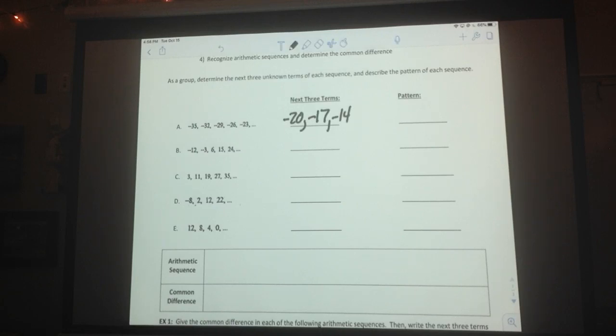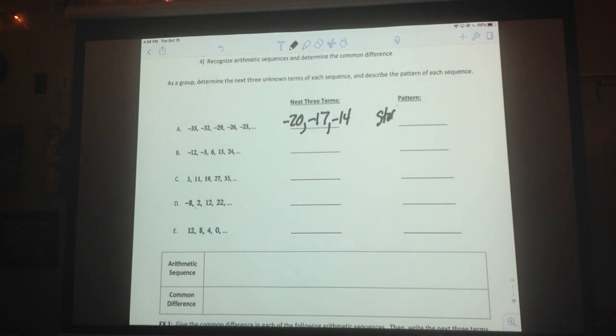Well, my pattern for this is, I start at negative 35, and that becomes important as we build. So remember, when we look at sequences, we want to know what we start with. And then, what am I doing? I'm adding 3 each time. And how do I know I'm adding? Because the negative numbers are getting smaller. Negative 35, negative 32, negative 29. I'm getting bigger, i.e. less negative, by 3 each time, which means I'm adding a positive 3 each time.